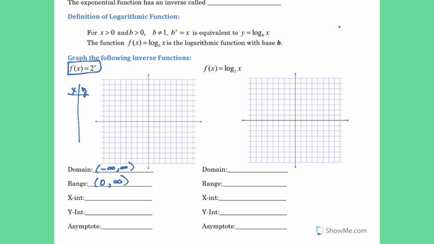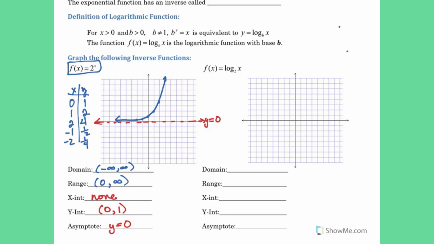Remember, we would plot things, let x be 0, and we would get 1. X be 1, we would get 2. 2 squared is 4. And then remember, when we went negative, we got 1/2 and 1/4 and so forth. And we got a graph like this. We also talked about having an asymptote at y equals 0. We have no x-intercept, and our y-intercept is 0, 1.